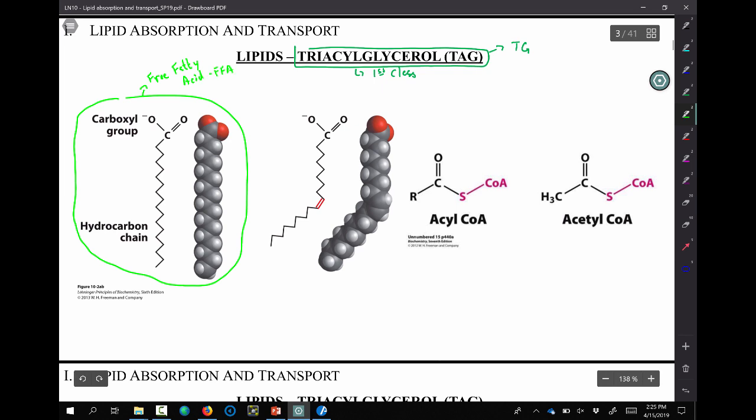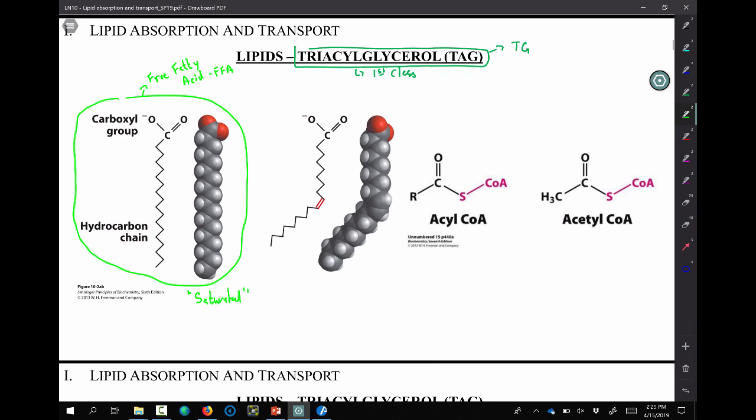FFA. Okay. Free fatty acids have these hydrocarbon chains, what would be called the tails, and then a carboxyl group, which would be a polar head group. This one here would be saturated. Hopefully this is some review for you in terms of lipids. Saturated meaning that all the carbons in the hydrocarbon chain have single bonds between them.